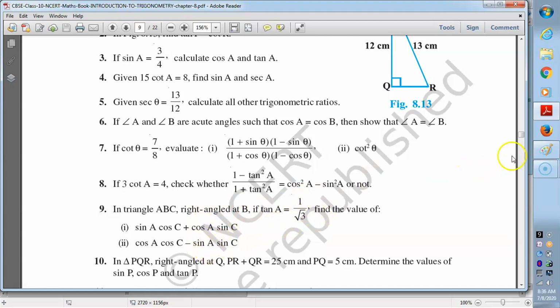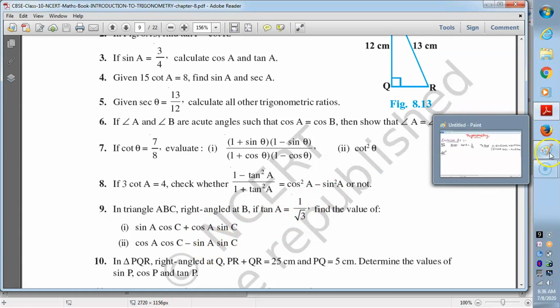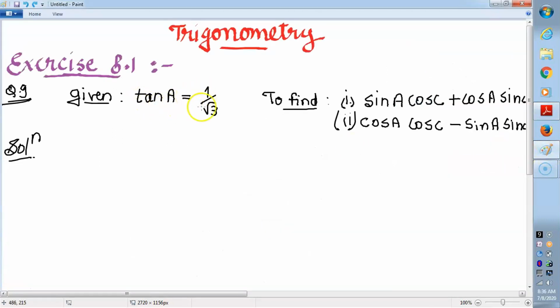Okay, let's solve it. First we write given and to find. Given is tan A equals 1 by root 3. We have to find these two relations. Okay, let's start. First of all, we draw a right triangle, right angled at vertex B, with vertices A and C. Let's decide the perpendicular and base according to angle A first, because tan A is given.